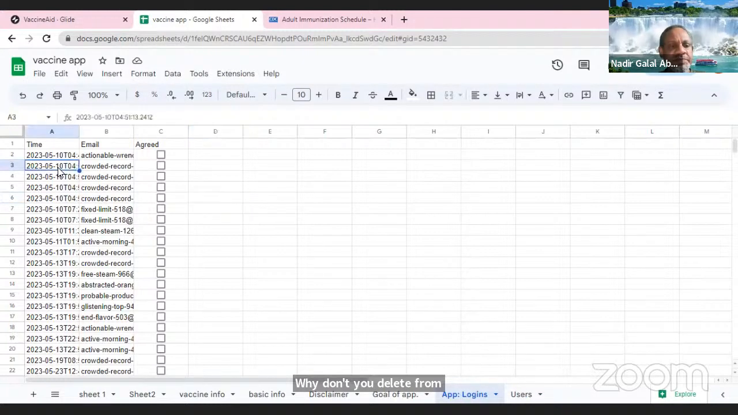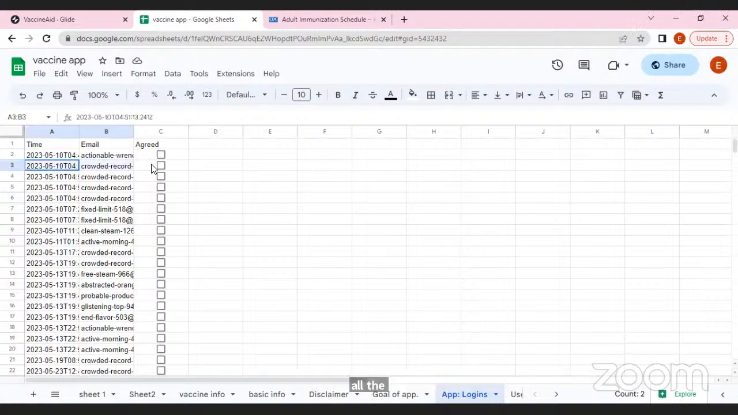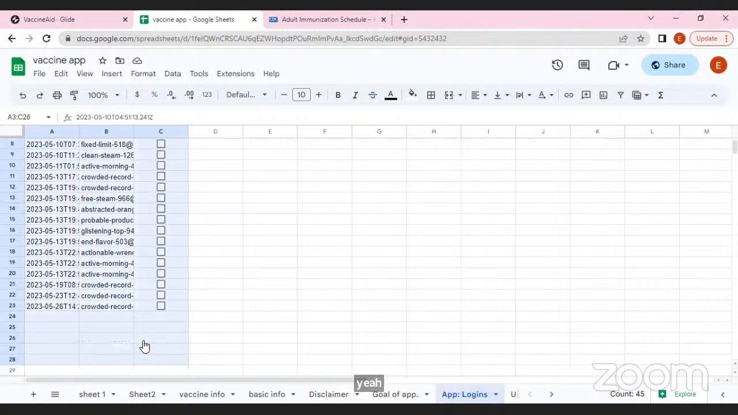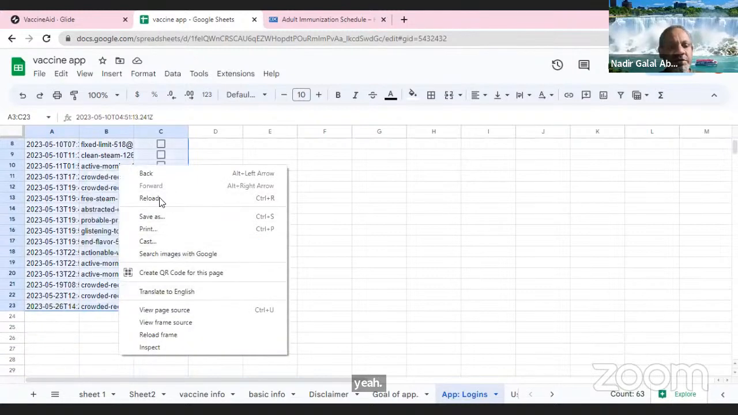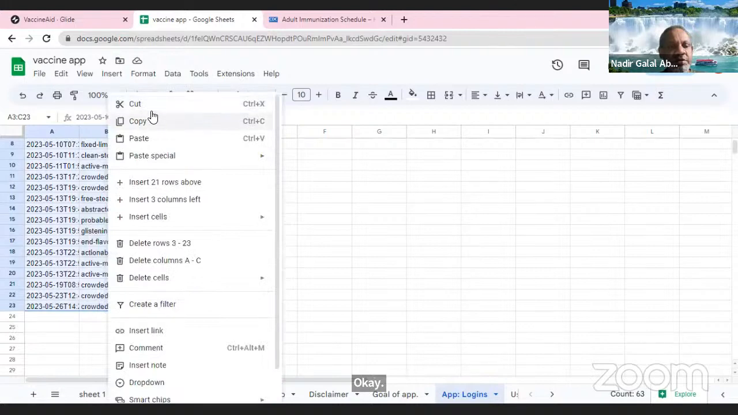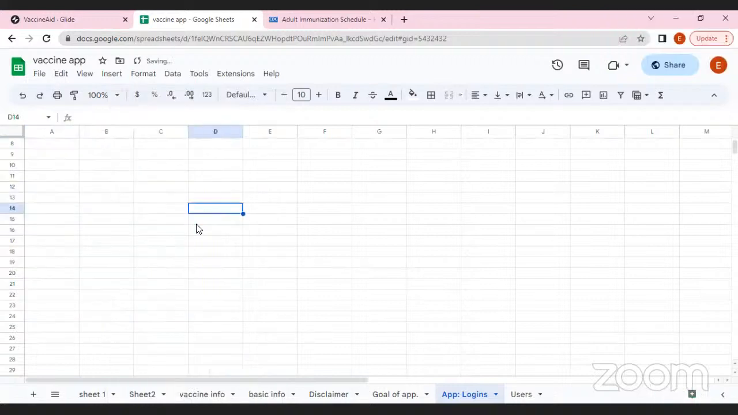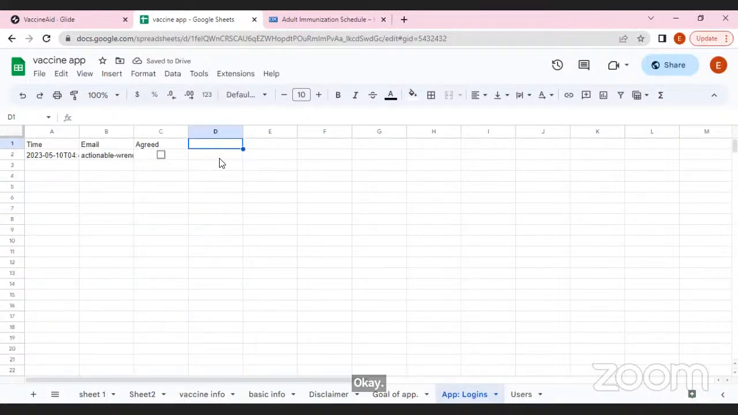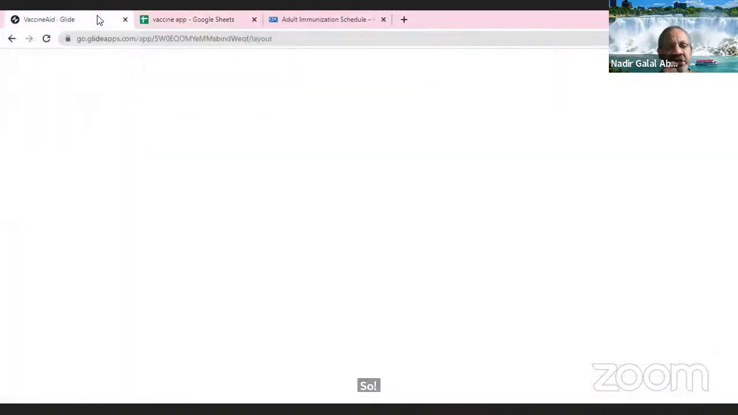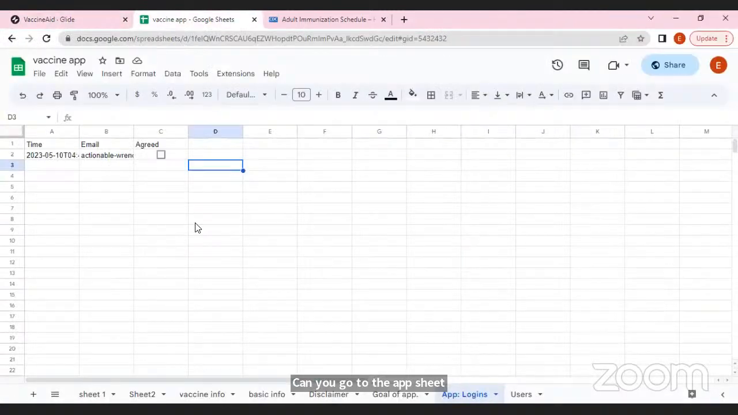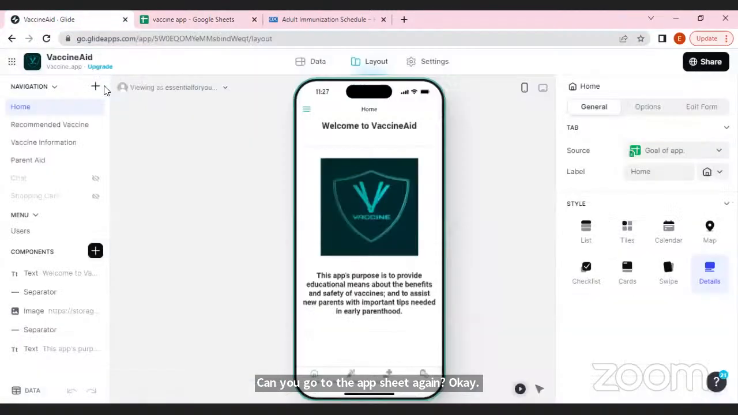Why don't you delete from row 3 all the way down? Delete all this, from here? Yeah. Okay. So can you go to the app sheet again? To the app itself, and yes.